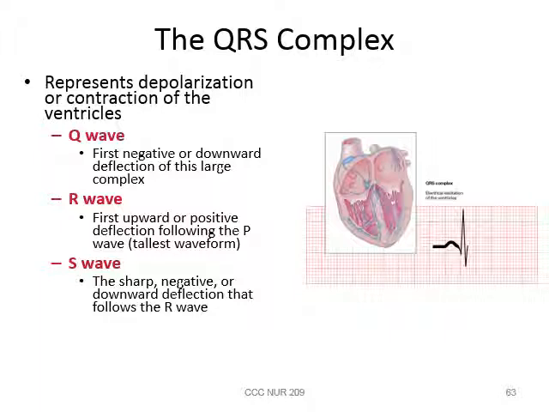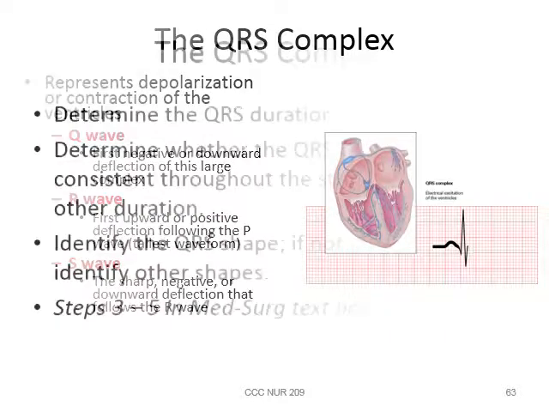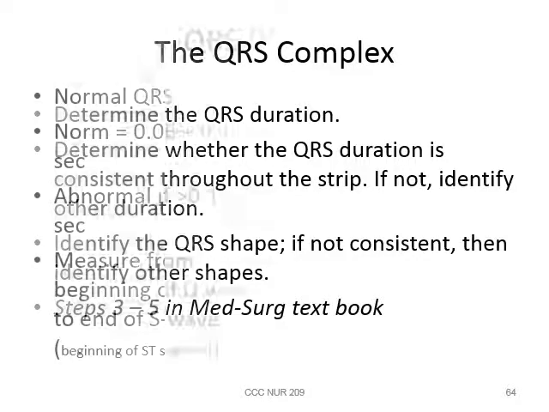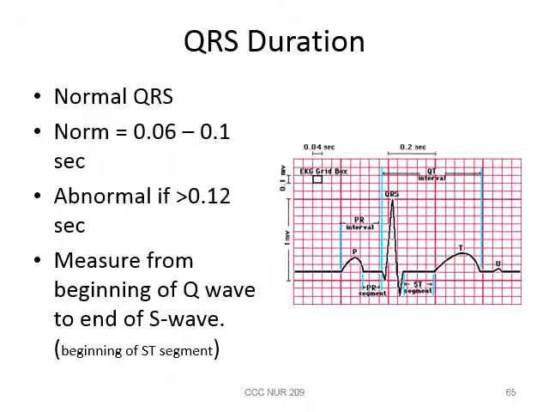So when we look at the QRS complex, the first downward deflection is the Q wave. The first upward deflection is the R wave, and the sharp negative deflection that follows the R wave is the S wave. Okay. So we talked about this already. When you're analyzing, basically determine the QRS duration throughout the strip. This is just a review for you. Okay. So again, just another way to look at the QRS complex.